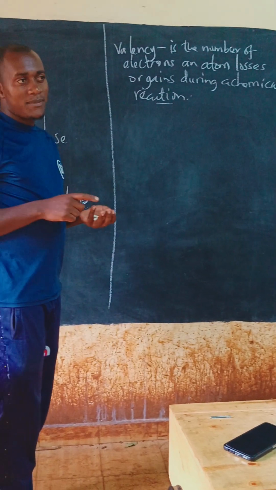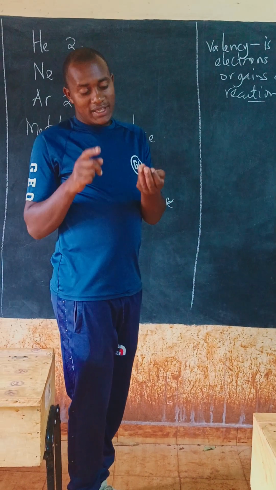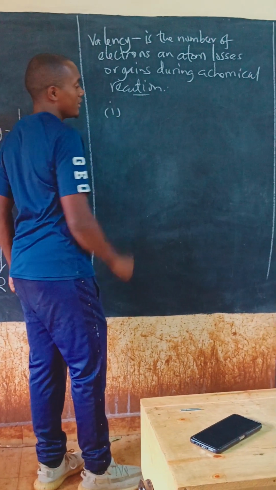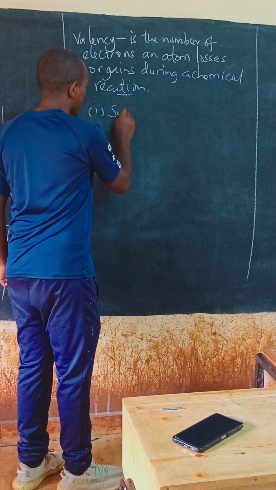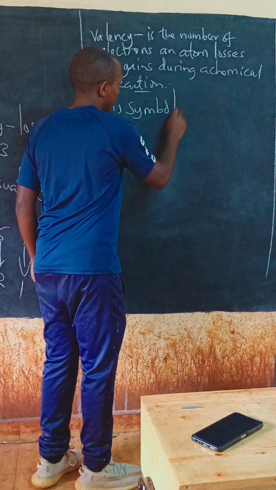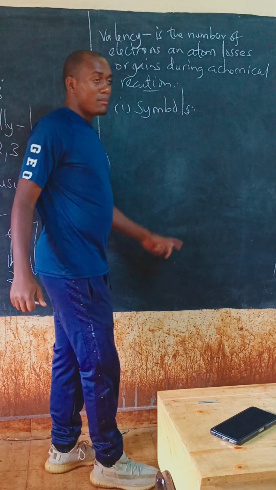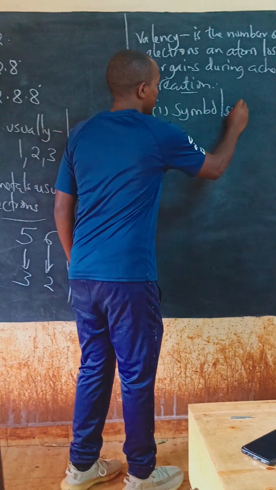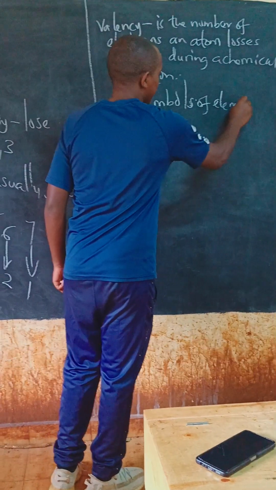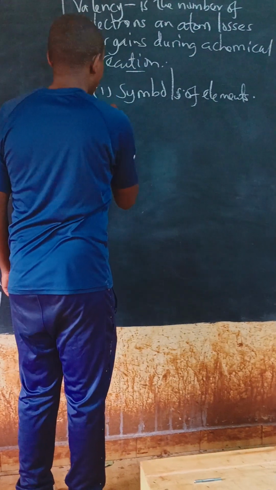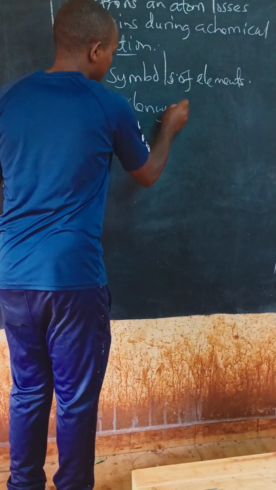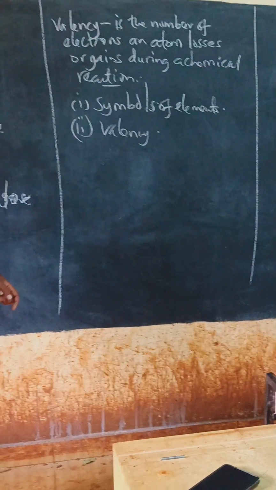It follows these steps. When you want to know how to balance an equation, first of all, you must know the symbols of all elements, but usually the first 20 elements. Number 2, after knowing the symbols, you should know their valencies.